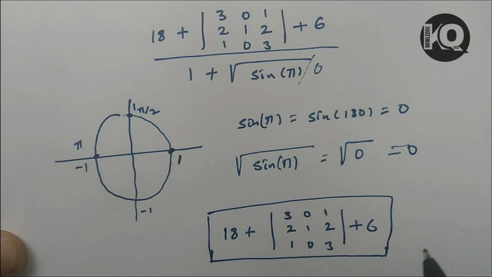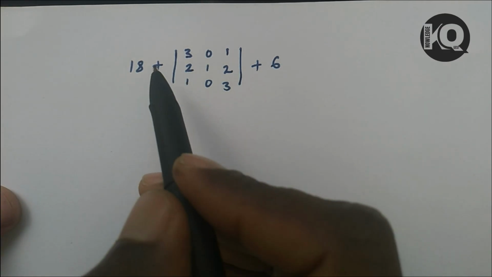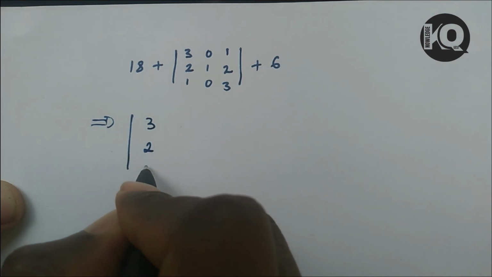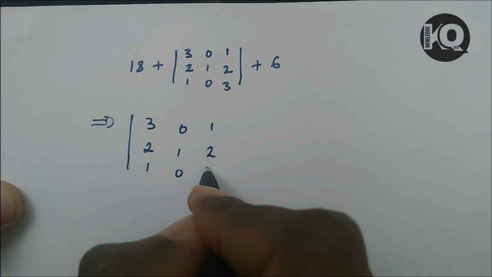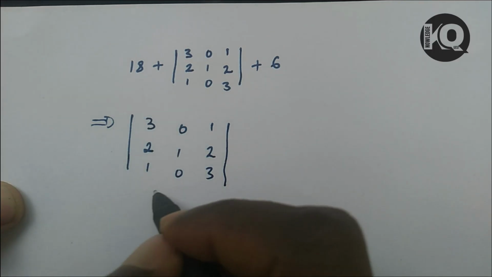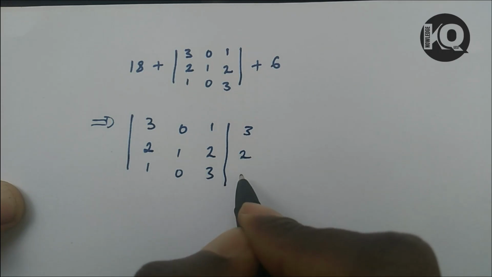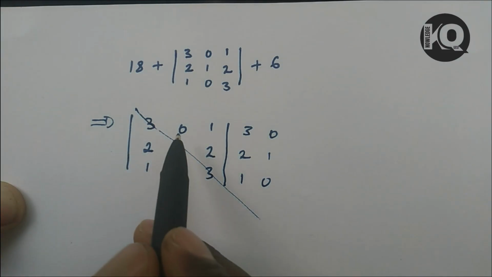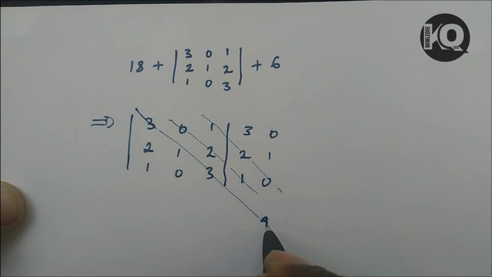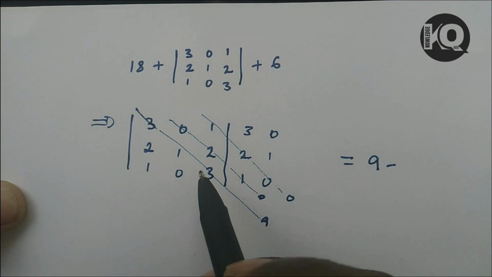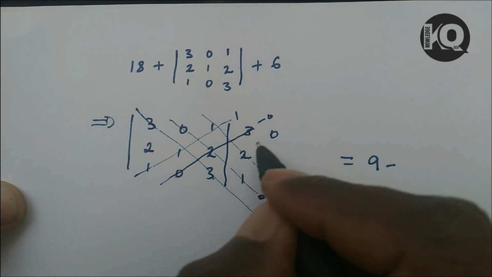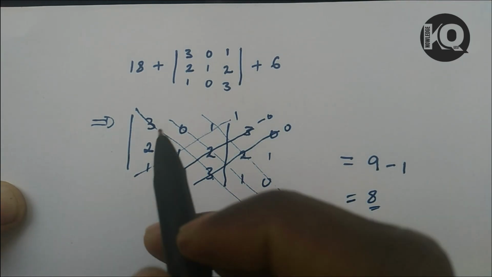So we have this expression. Let's determine the determinant of this matrix [3, 2, 1; 0, 1, 0; 1, 2, 3]. In order to determine the determinant of this matrix, let's take the first 2 columns and write them next to the given matrix. Then let's take the diagonals. 3 times 1 times 3 is 9, 0 times 2 times 1 is 0, and 1 times 2 times 0 is 0, so we have 9. Minus, let's take the other diagonals: 1 times 1 times 1 is 1, 0 times 2 times 3 is 0, and 3 times 2 times 0 is 0. So 9 minus 1 is 8. So the determinant of this matrix is 8.